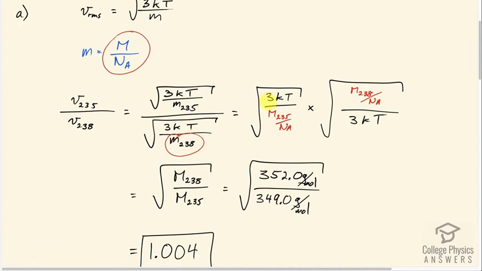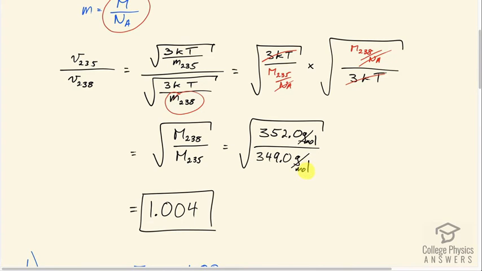So a whole bunch of things cancel. We have square root 3kT here and square root 3kT in the denominator here, and these Avogadro numbers cancel. We're left with the square root of the molar mass of uranium-238 divided by the molar mass of 235. So that's square root of 352 grams per mole divided by 349 grams per mole, and that's a ratio of 1.004.